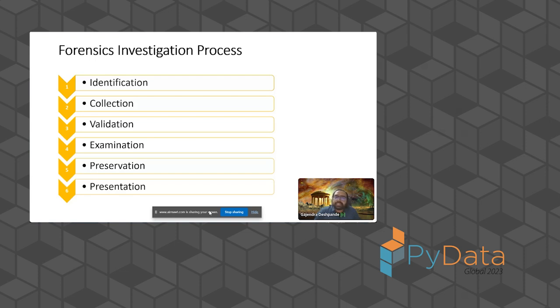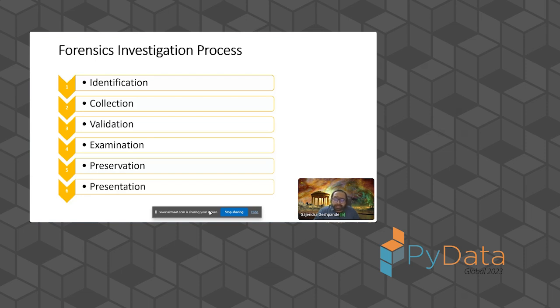We're going to see later, with Python code examples, how we validate whether the information is altered or not. Right now I can say that you can make use of hashing algorithms to preserve the integrity of the information. Then the fourth step is examination.